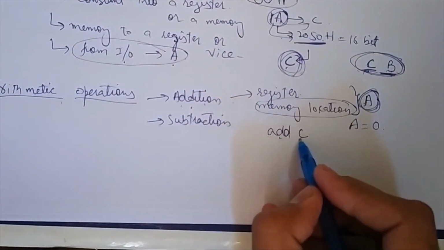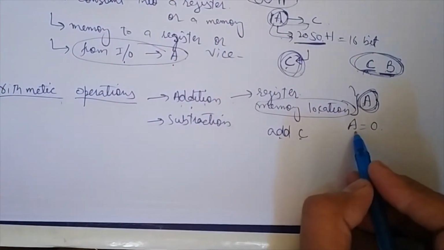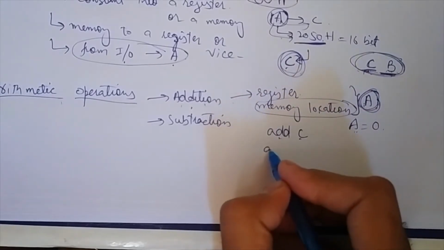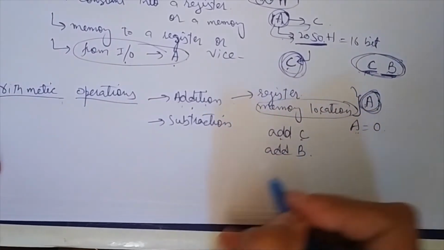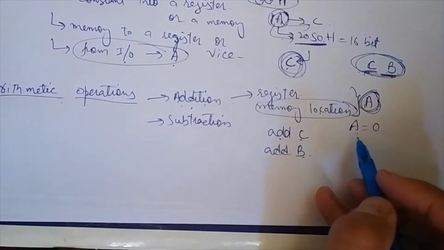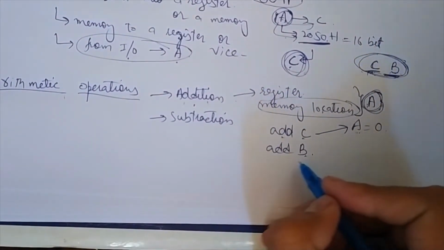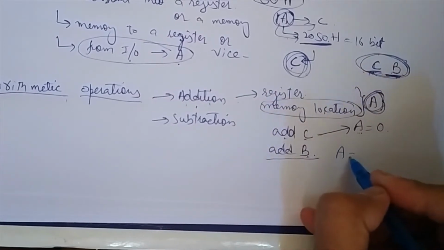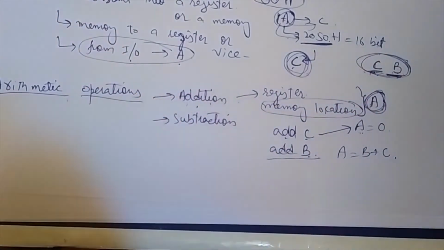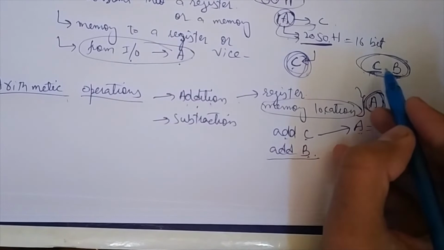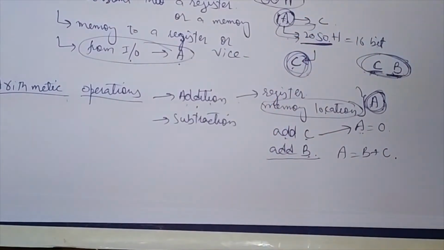So add C will add C to accumulator and store the result in A. Then do add B. So this will add B to A. So what was there in the A? In A we were having C. So after executing this instruction, A contains B plus C. So we cannot directly add B and C in 8085 microprocessor because there is no such instruction.